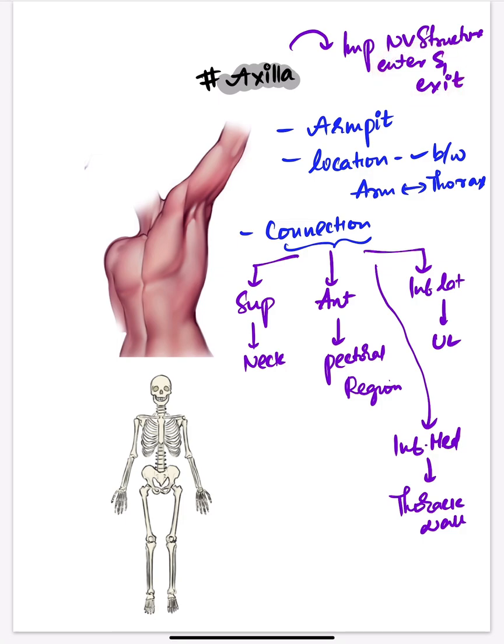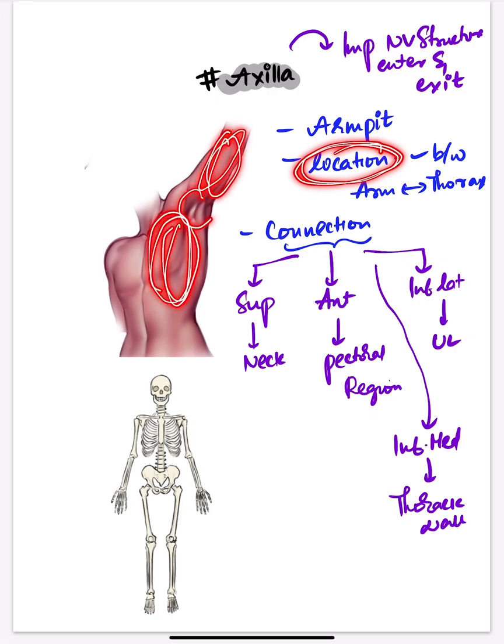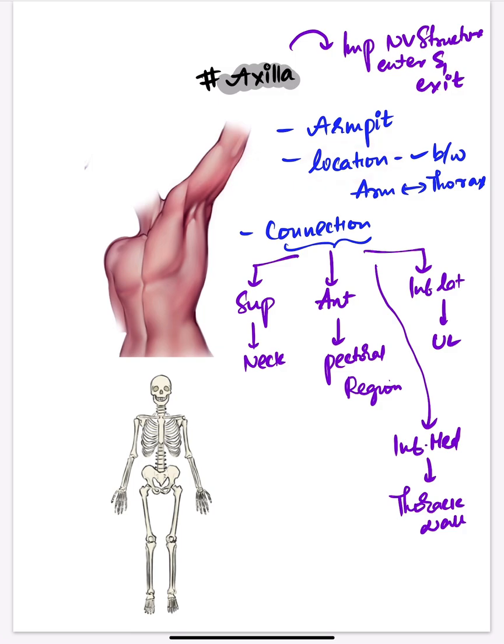Where exactly is it located? It is located between the arm and the thorax. So the area between the arm and the thorax is called the axilla. Now let us talk about the connections of the axilla. Superiorly, it communicates with the neck, anteriorly with the thorax, infralaterally with the upper limb, and inframedially with the thoracic wall. These are the connections of the axilla.